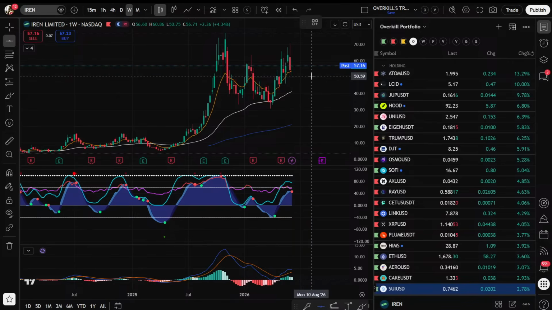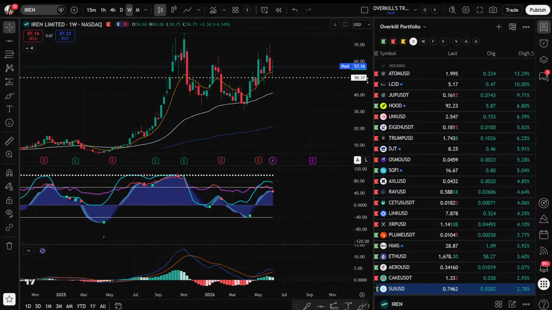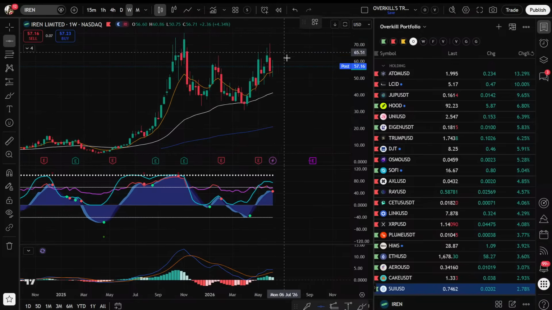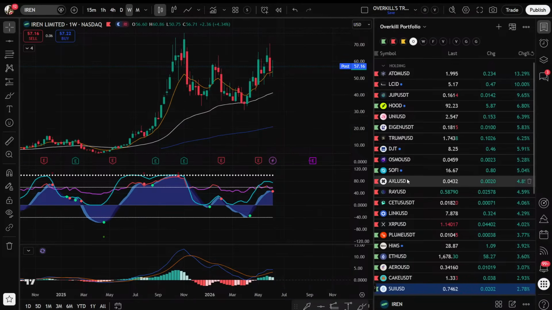Not my favorite chart. Again, would have loved to buy Iron down here at $6. Up here above 50, not very interested. Okay. I would use a stop loss at 50 if I was playing Iron here. If it breaks 50 or 49, I would sell it.